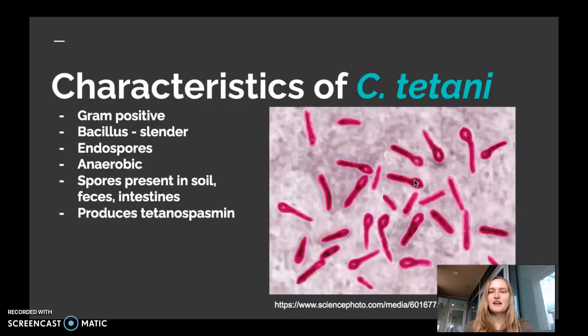So here are some of the characteristics of Clostridium tetani. It is gram-positive, as you can see in this image, and it's a bacillus, which you can also see with the very slender rods right here. It forms endospores, which are visible in some of the bacteria imaged here. And it's anaerobic, so the spores are present in soil, feces, and intestines, which allow it to survive. But the bacteria itself produces tetanospasmin, which is the neurotoxin that causes the disease.